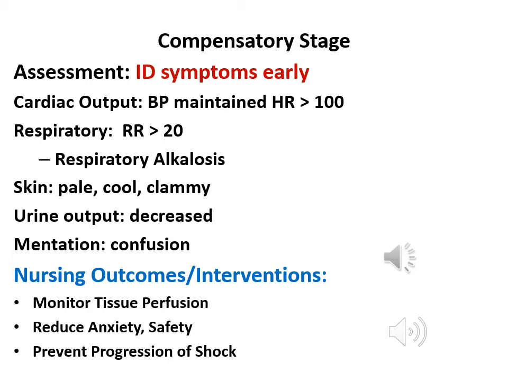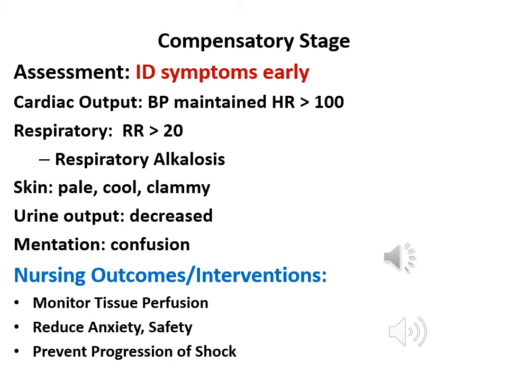In the respiratory system, we see some changes as well. Remember that metabolic acidosis is first occurring only at the cellular level. So the body compensates for that by blowing off CO2. So you're going to see an increase in the respiratory rate and a respiratory alkalosis initially.